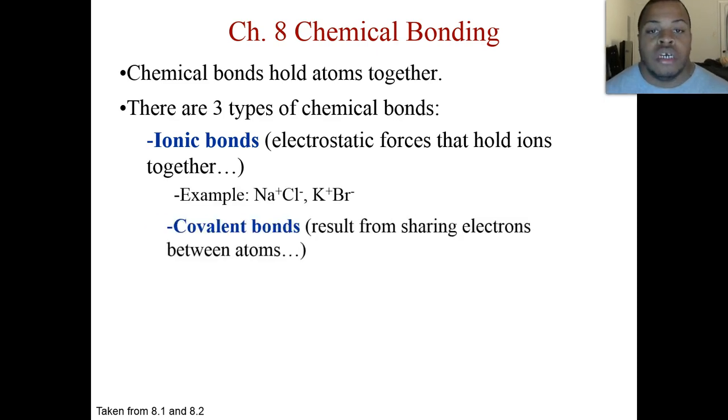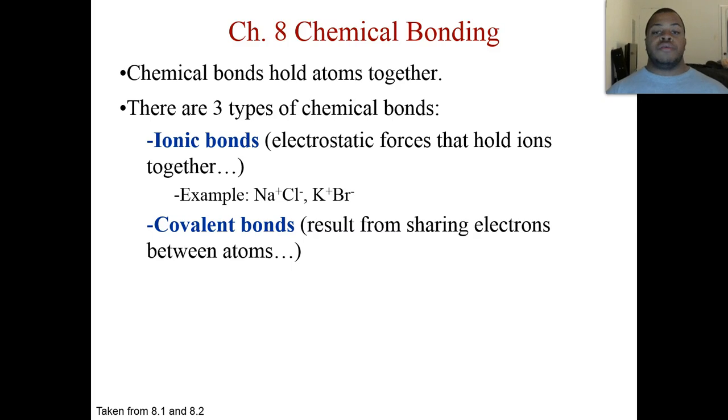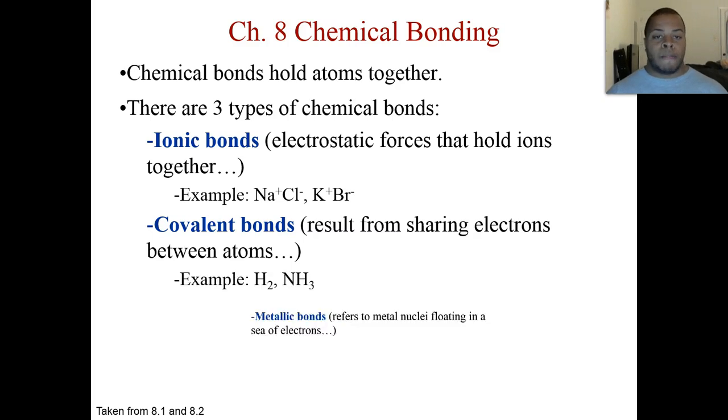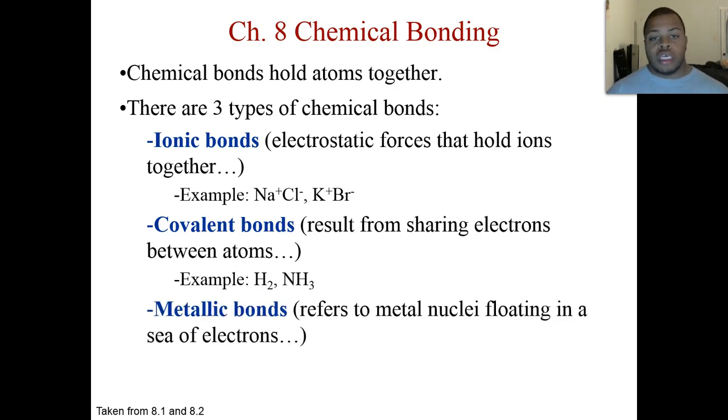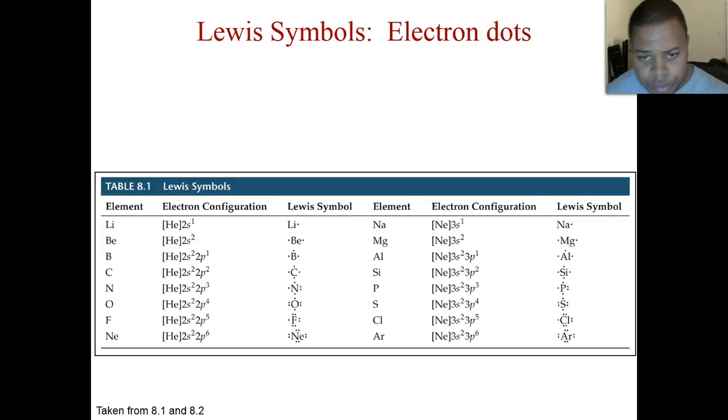We have covalent bonds, which are going to result from sharing electrons, and we have metallic bonds. Now, we're not going to spend much time talking about metallic bonds here. We're going to mainly focus on ionic and covalent.